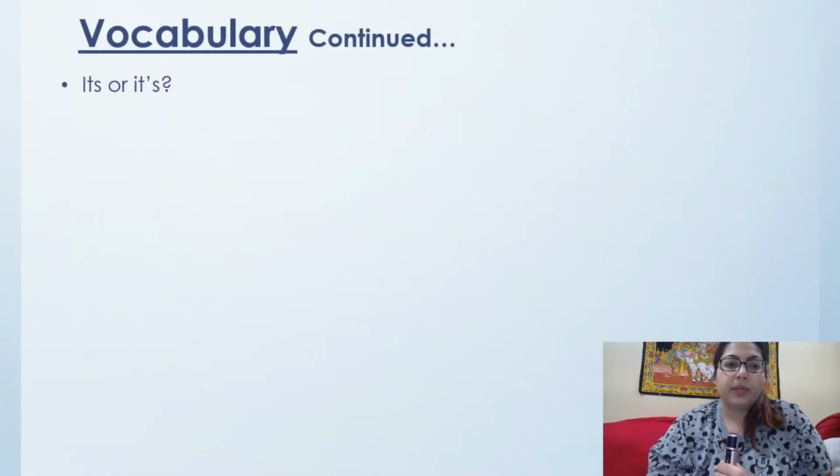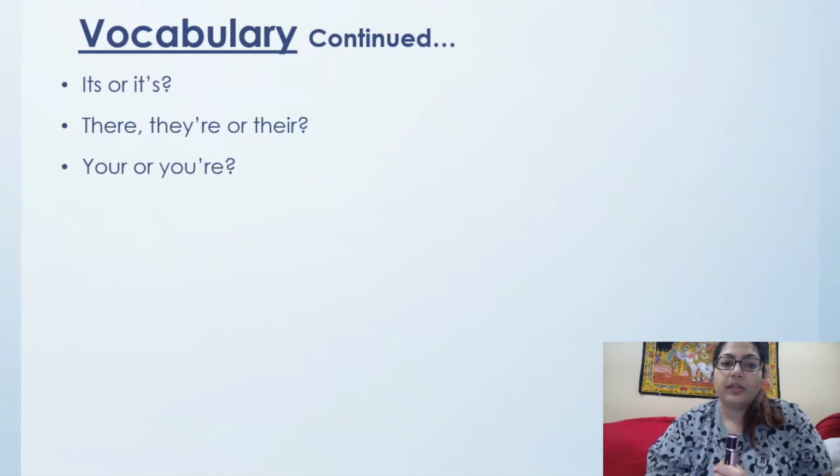Continued vocabulary, we have the difference between its and it's with an apostrophe. So this will be more like usage and application. Same with there, they're, or their. These are the determiners in a contraction form, and how they are different, and what should be the rule for application. Then we have your or you're. So how this is different, like you're and your, and its usage and application in the sentence.